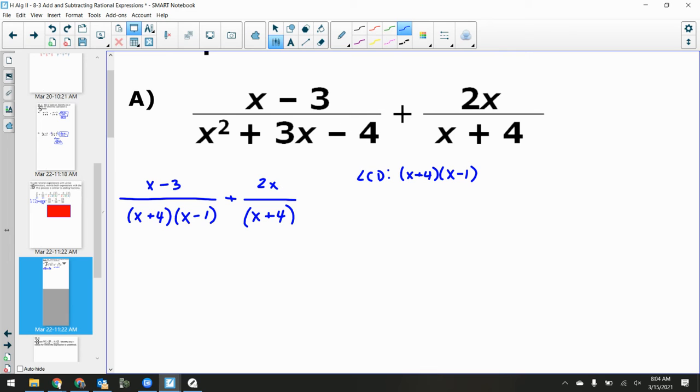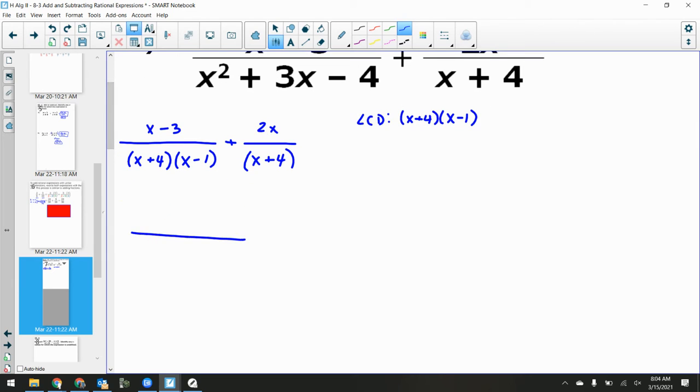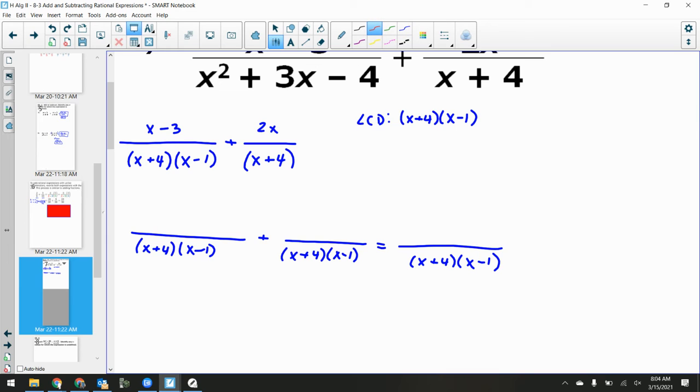So what I would encourage you to do is start a new line and say, okay, if that's my LCD, this is what this should look like. It should be the same denominator throughout. Now, do I need to multiply anything into my left piece? No, because it has the full common denominator. So you're going to leave it exactly the same. You're not going to change that at all. It's just an x minus 3. It's going to stay an x minus 3.